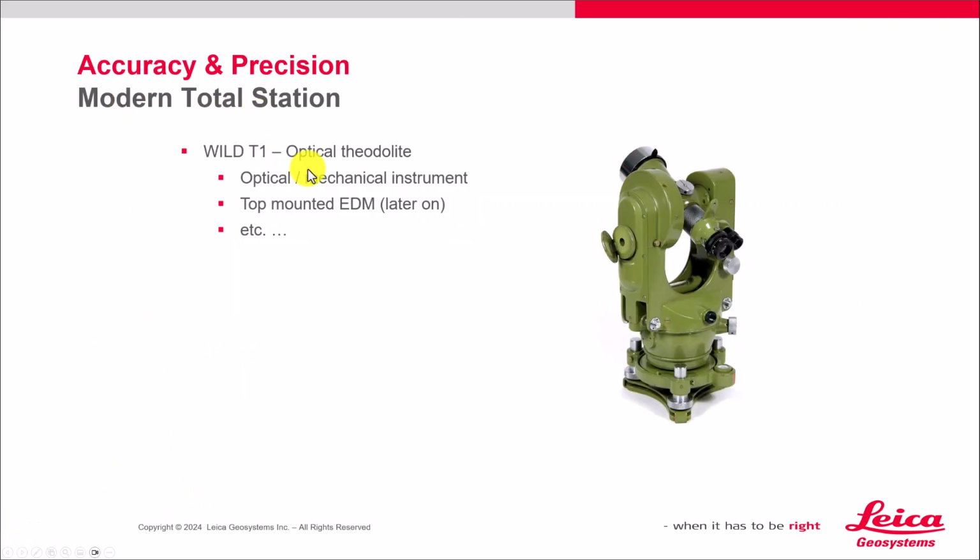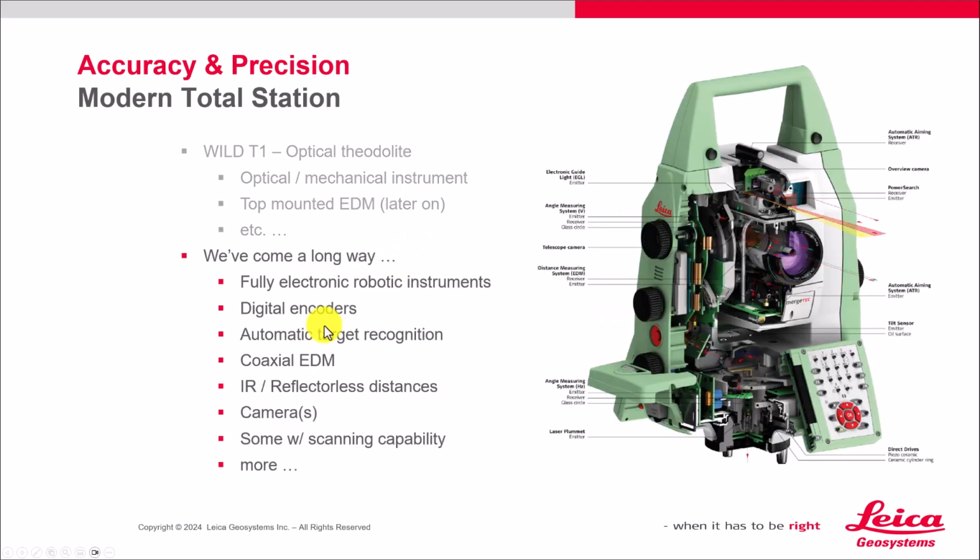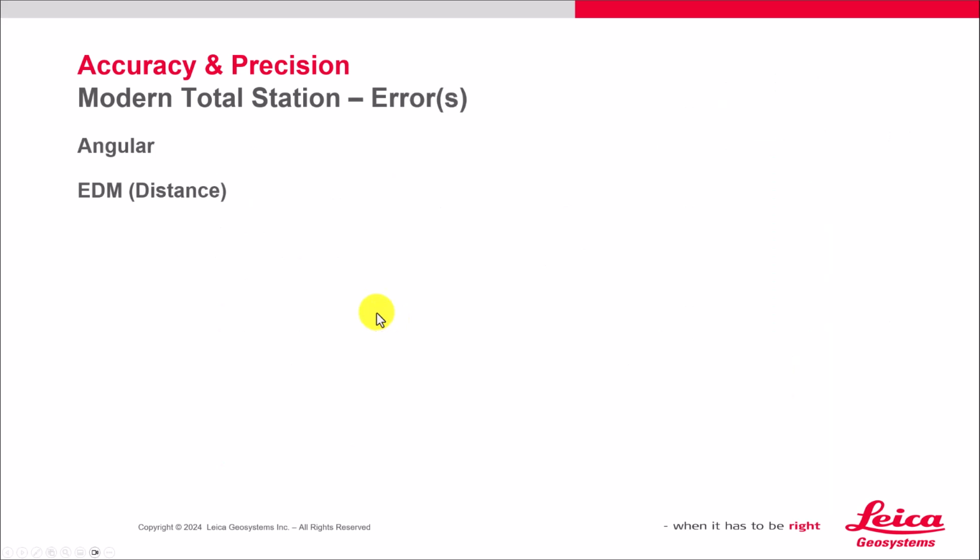The modern total station, well, let's take a look back in time. This is a Wild T1, a totally optical theodolite, a mechanical instrument with a top-mounted EDM. You would put that on top of here. Man, we've come a long way. Look at what we have now: fully electronic robotic instruments, digital encoders, automatic target recognition, coaxial EDM, really important, infrared or reflectorless distances, cameras, and some have scanning capability and much more. Again, let's talk about the angular and the EDM distance.